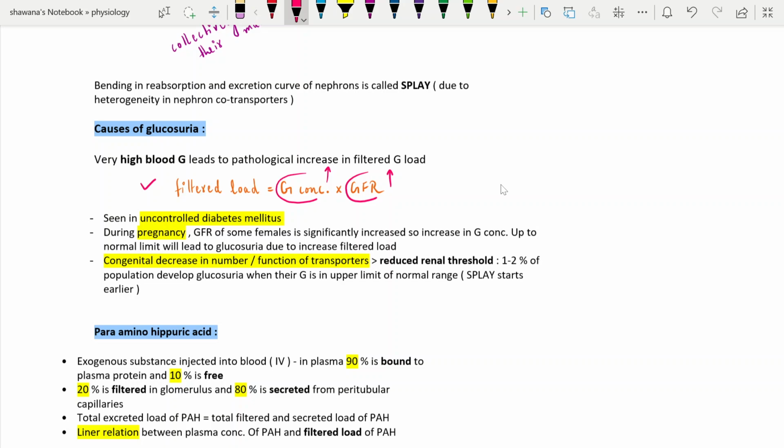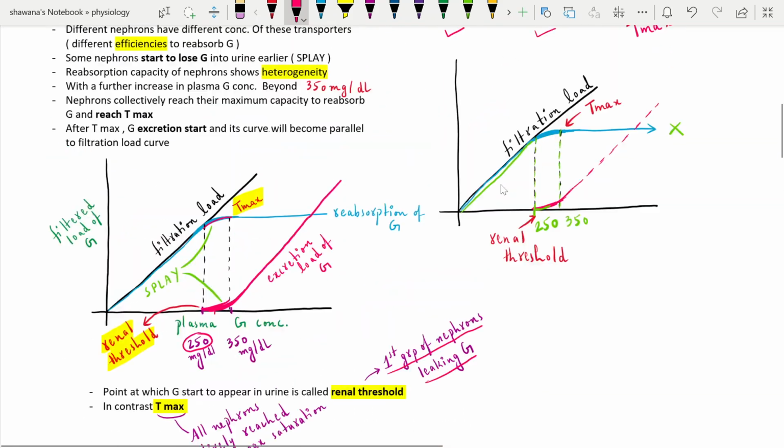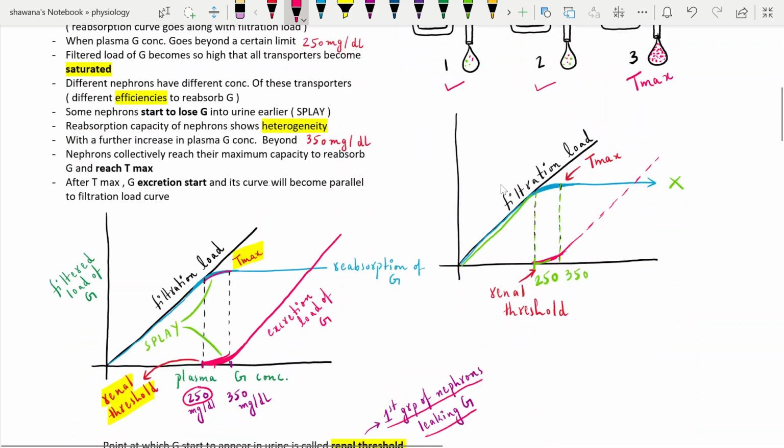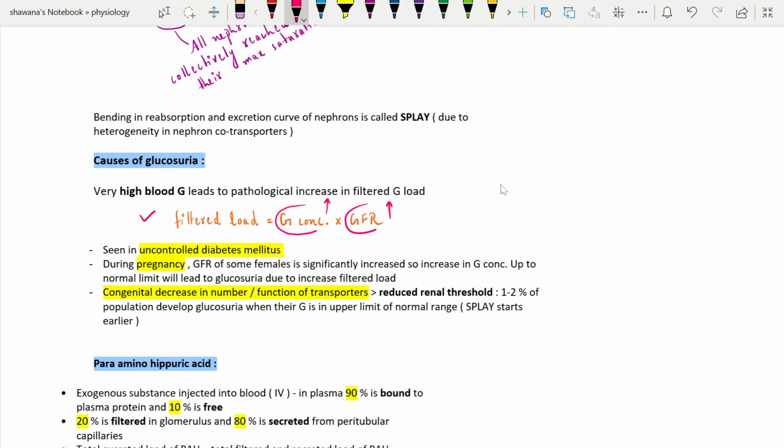Okay, and there are other patients who have a congenital decrease in the number and function of transporters. What does it mean? It means that their nephrons are of this category. They have low function or number of transporters. This shows the phenomenon of renal threshold earlier, right? They become saturated earlier, they start to lose the glucose early, right? So they have a reduced renal threshold.